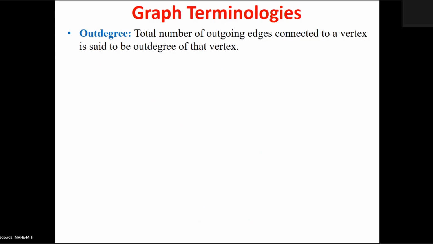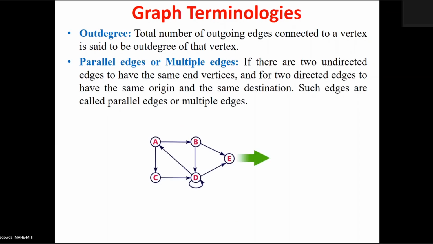Similarly, out degree represents the total number of outgoing edges connected to a vertex. Say for example, I want to find the out degree of vertex A. The out degree of vertex A is 2, because one edge is going to B and another edge is going to C.